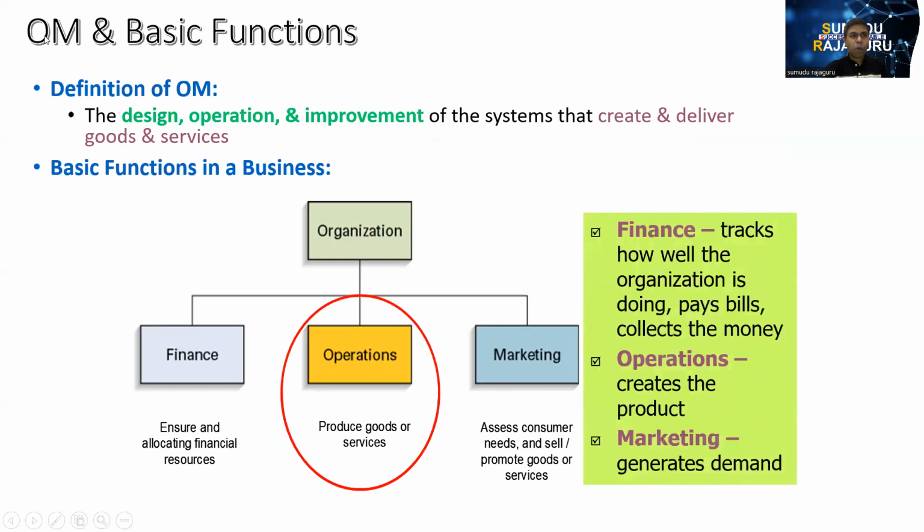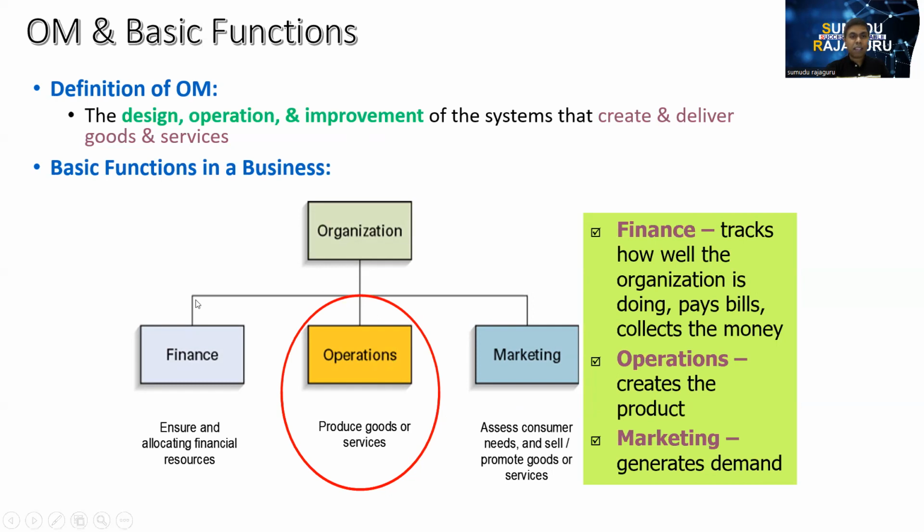Now, operation management and basic functions. So what is the definition of operation management? The design, operation, and improvement of the systems that create and deliver goods and services. The systems can be open loop as well as closed loop, but the most preferred one is the closed loop system.